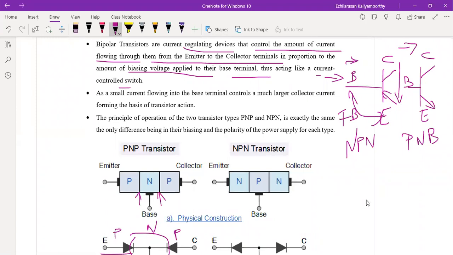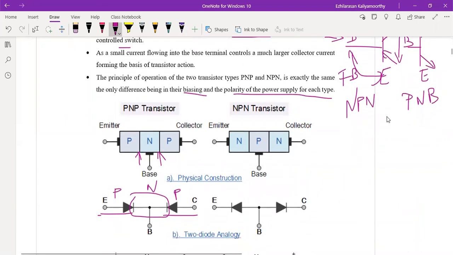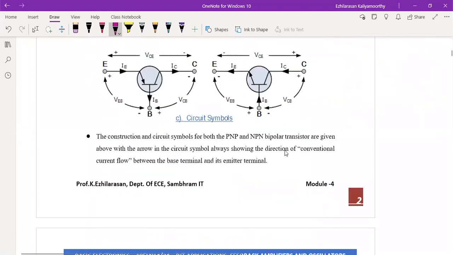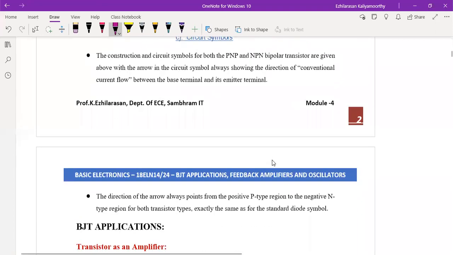Now the principle of operation of both transistors, the PNP as well as the NPN transistor, is exactly the same. The only difference is the biasing, like the polarity of the power supply for each type. That is the only difference between PNP and NPN. So simply, in the NPN transistor the majority carriers are electrons and the minority carriers are holes. In the PNP transistor, the majority carriers are holes and the minority carriers are electrons. So these are the very basic things that we need to know.